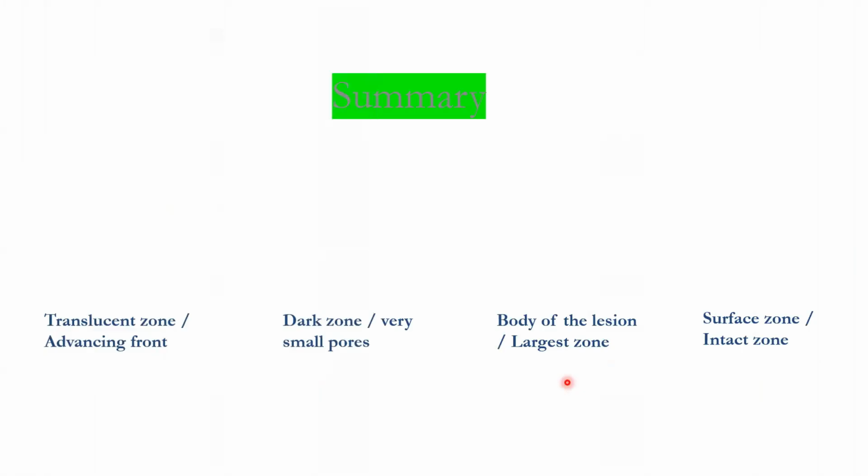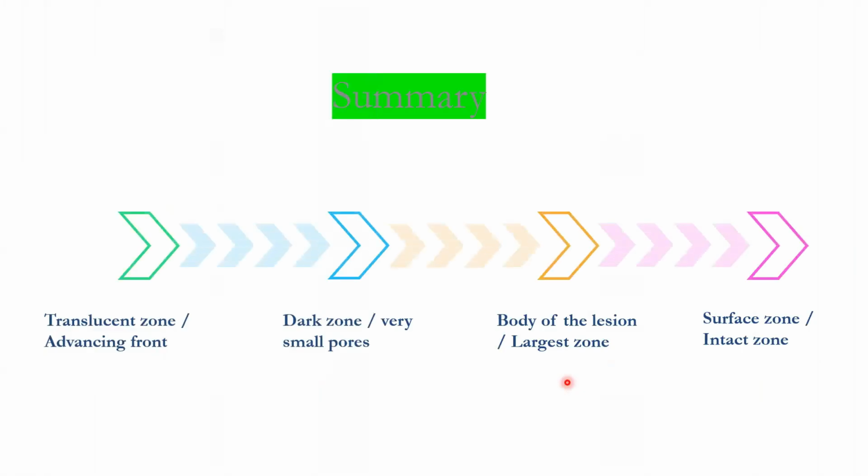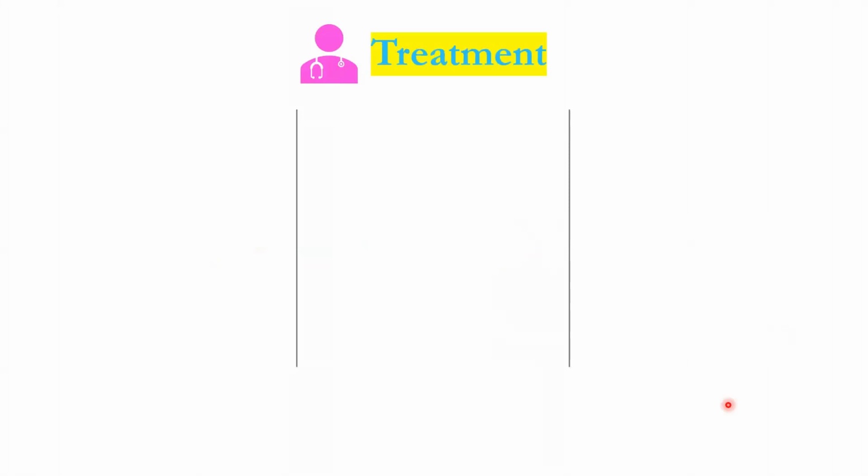So let's just describe each one of them. So it starts from the advancing front of the lesion. So translucent zone, the mineral loss is 1%. Dark zone is called as positive zone. Mineral loss is 2 to 4%. Body of the lesion is the largest zone, 5 to 25% mineral loss, and surface zone is the intact zone and mineral loss is 1%.